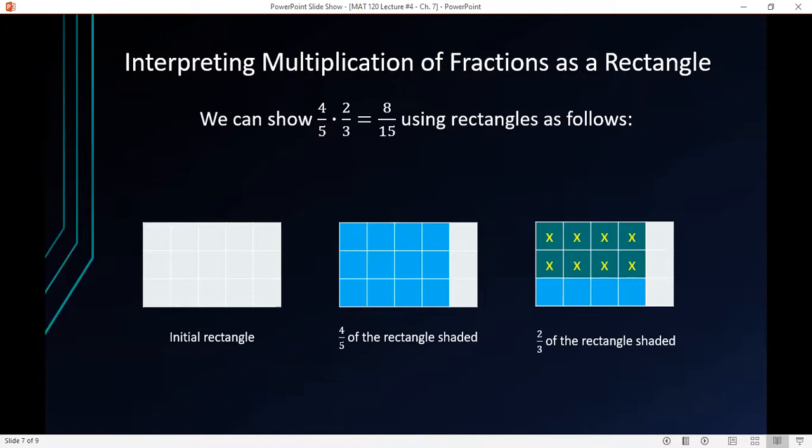And then we take that same image we just drew and once again add more writing to it by putting X's in 2/3 of the boxes that have been shaded. So now you're looking at a great example of how to interpret multiplication using a rectangle. In my opinion, this is a really outstanding way to express multiplication of fractions with students.